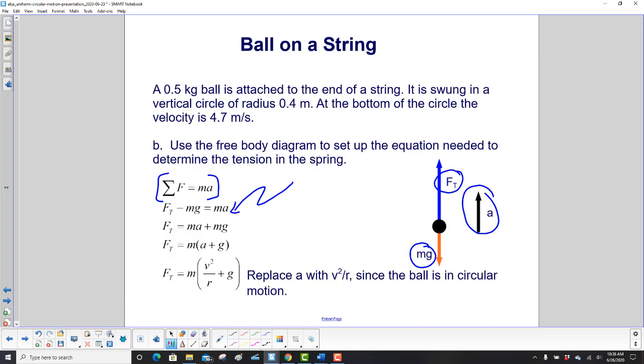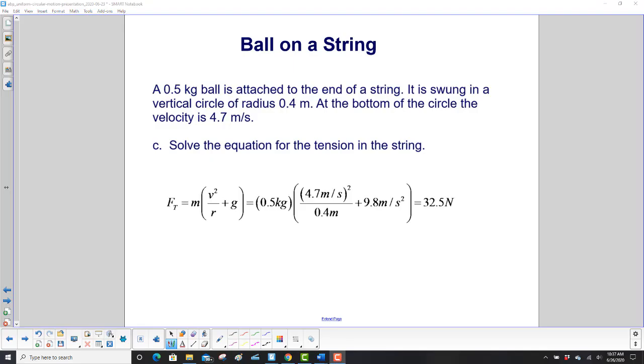And what do we do then? We isolate the tension force by adding mg to both sides. So we now have tension is ma plus mg. Factor out the m to make the number crunching a little easier. And of course, replace acceleration with v squared over r, since the ball is in circular motion. We now have our equation for tension.